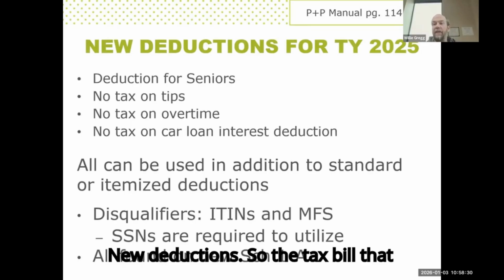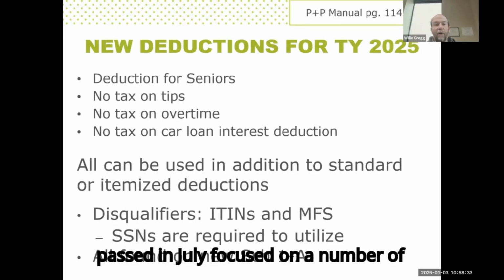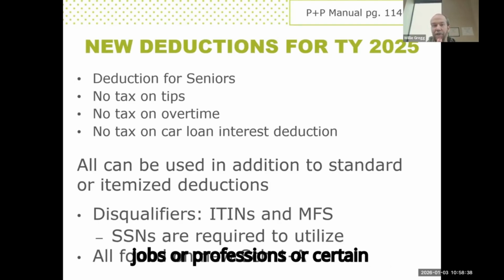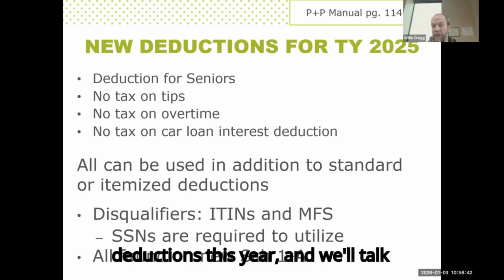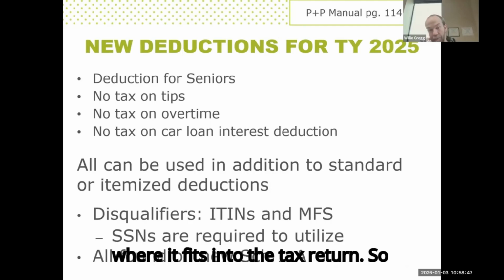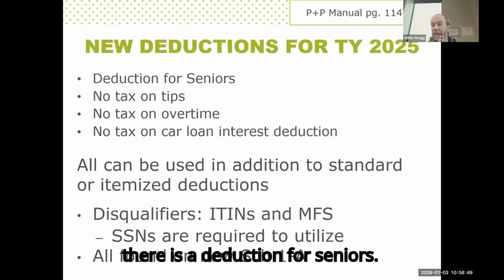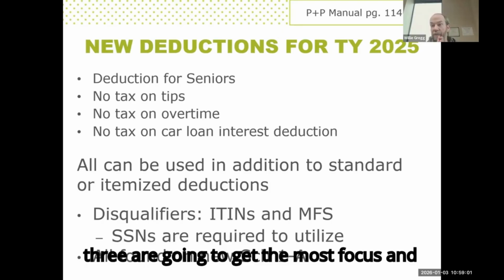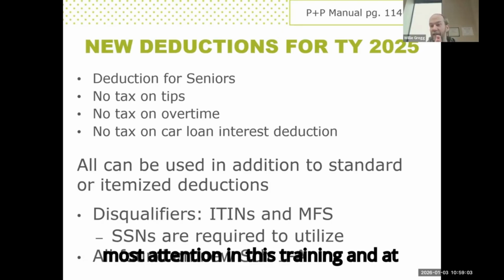New deductions. The tax bill that passed in July focused on a number of specific deductions available for certain jobs or professions or certain situations. So there are new deductions this year, and we'll remind you what a deduction is and where it fits into the tax return. There is a deduction for seniors. There is no tax on tips, no tax on overtime, and a car loan interest deduction. The top three are going to get the most focus and attention in this training and at tax sites.